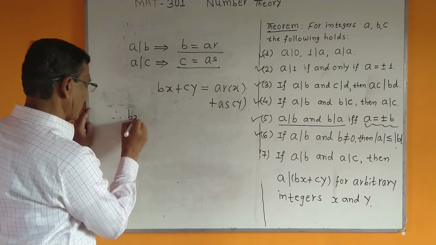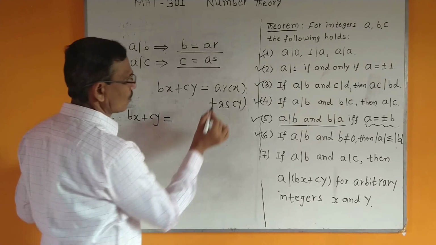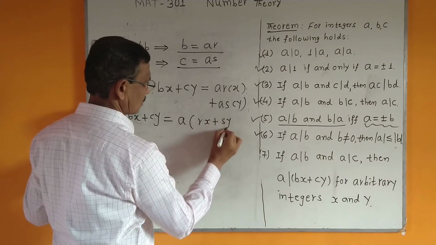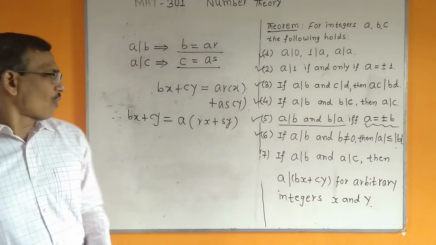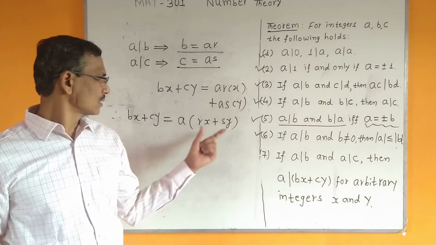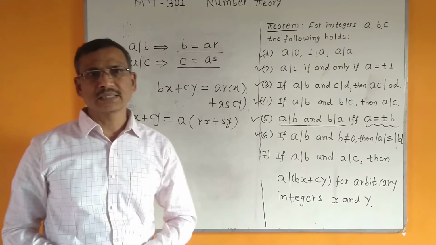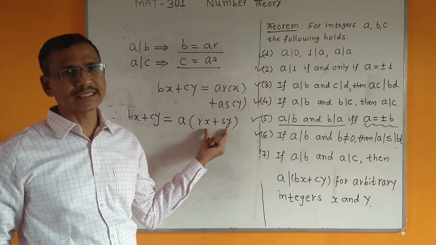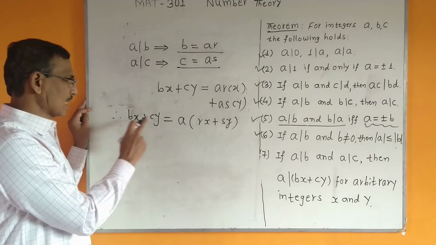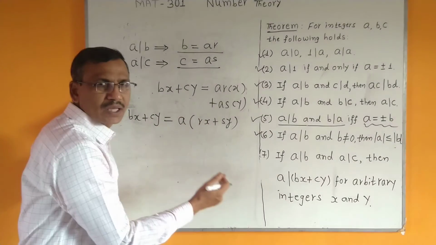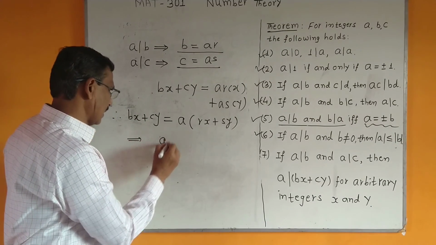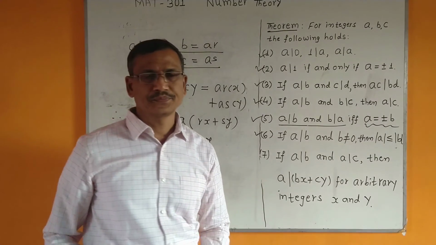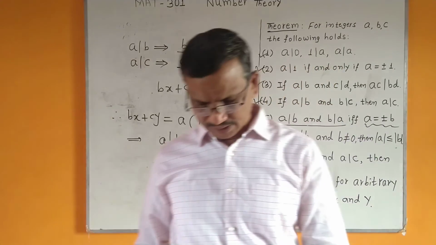Therefore, BX plus CY is equal to, taking A common, A times (RX plus SY). Now the quantity inside the bracket is a new integer because X, Y, R, S are all integers. Therefore each product is an integer, and the sum of two integers is again an integer. That means BX plus CY is equal to A times some other integer. This implies A divides BX plus CY for some integers X and Y. Okay, this is the proof of the 7th. These are some properties.